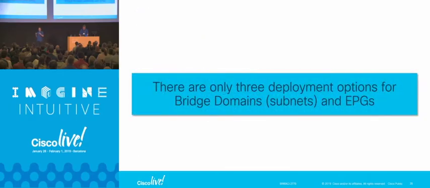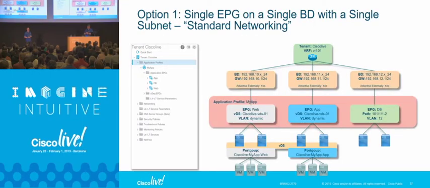There are then only 3 deployment options for how you actually build out the network itself. The first I would call standard networking, where I've got a VRF, typically in common. I'll have my BDs in common as well, and then I'll deploy a single EPG per subnet. So very much traditional networking: 1 VLAN, 1 subnet on a VRF. That's very basic networking. I would say every customer does this.